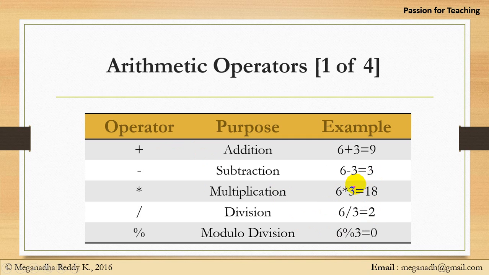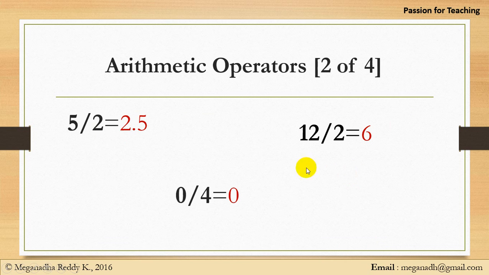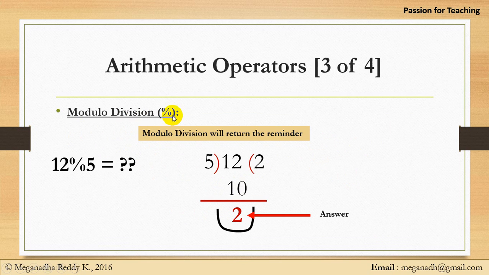I'm going to focus on these two things because these are the ones which developers normally get confused about when they start their career. So normal division: 5 divided by 2 is 2.5, 12 divided by 2 is 6, 0 divided by 4 is 0, and this is straightforward. Now let's see what modulo division is. Modulo division will return the remainder. Let's say 12 modulo 5. First write 5 here and 12 here, and then 5 twos are 10, and the remainder is 2, and that is the answer. So modulo division will give the remainder.